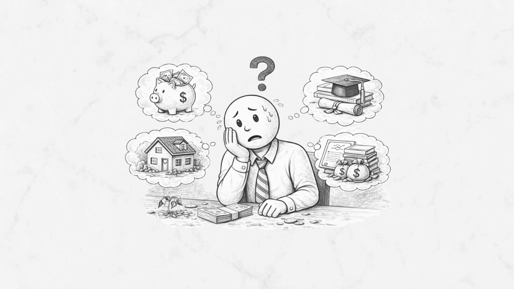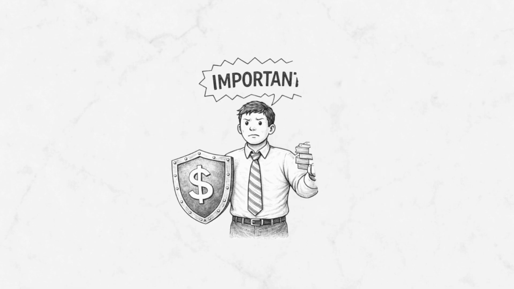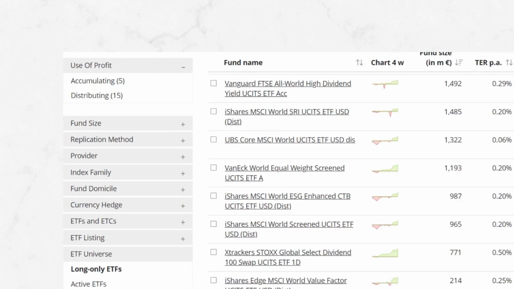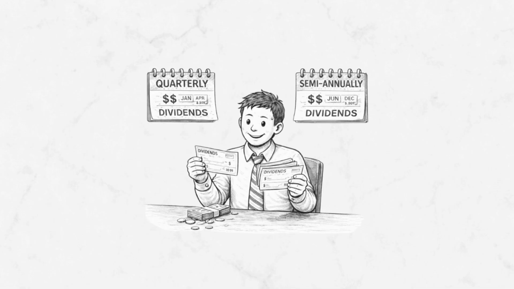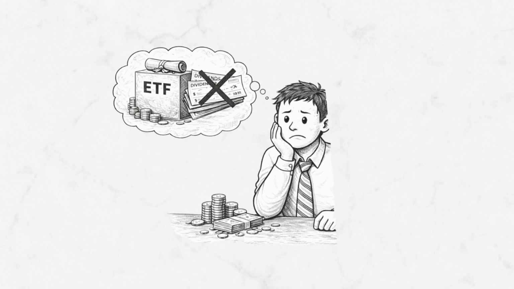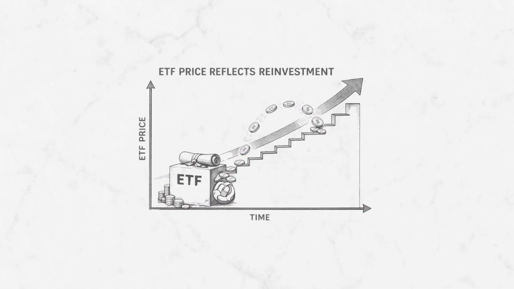Now, use of profit. This is one of the most important choices for European investors. Here you'll see two main options: accumulating and distributing. Distributing means dividends are paid out to you, usually quarterly or semi-annually. Accumulating means dividends are automatically reinvested inside the fund. You don't receive cash in your account. Instead, your ETF price reflects the reinvestment over time.